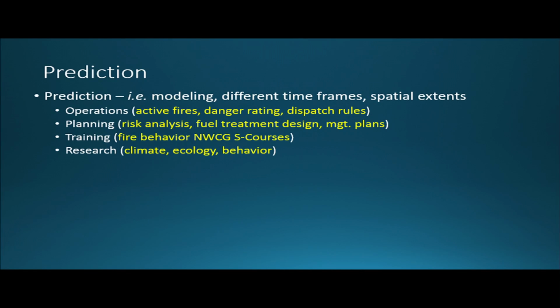Prediction, basically, that's modeling. That's how we do the prediction. Different time frames, different spatial extents. The main areas in prediction are operations, that includes active fires, primarily predicting where they're going to go; planning, doing risk analyses, fire management plans, fuel treatment analysis and design; training. Fire prediction is all part of how we train firefighters to be safe on the fire line. And of course, research, different kinds of ecological models.